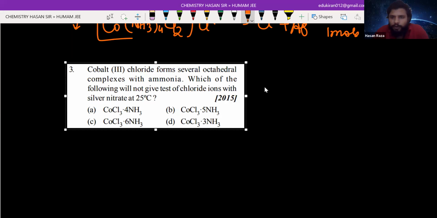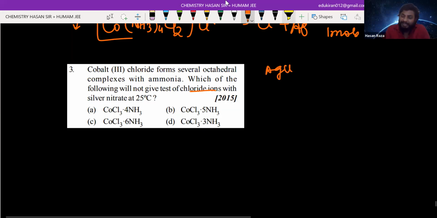Which of the following will not give test of chloride ions? That means basically in which of the following AgCl will not precipitate out?